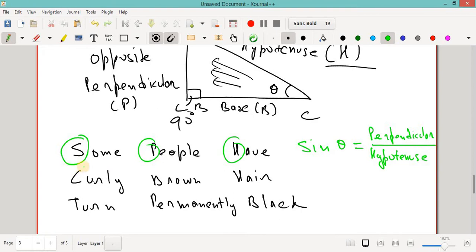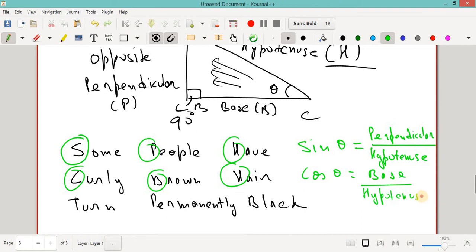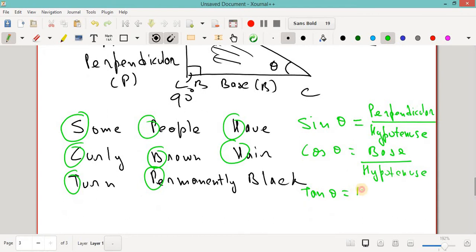Next one, C here means your cos theta. So what will be cos theta? B means base. So base by H again. Some People Have Curly Brown Hair. Here H means your hypotenuse. And done. Next one is your tan theta. What is tan theta? T. Turn Permanently. T stands for tan theta. So tan theta is equal to P. P again means perpendicular.